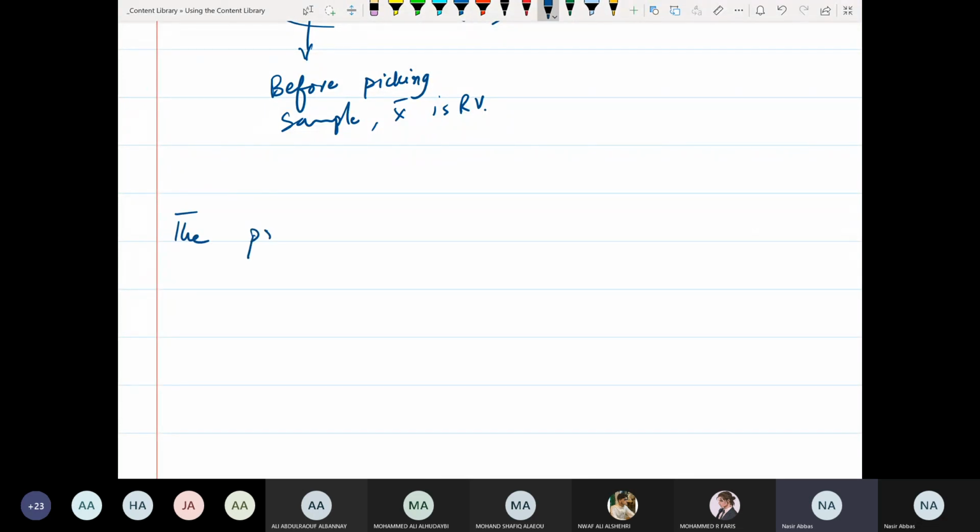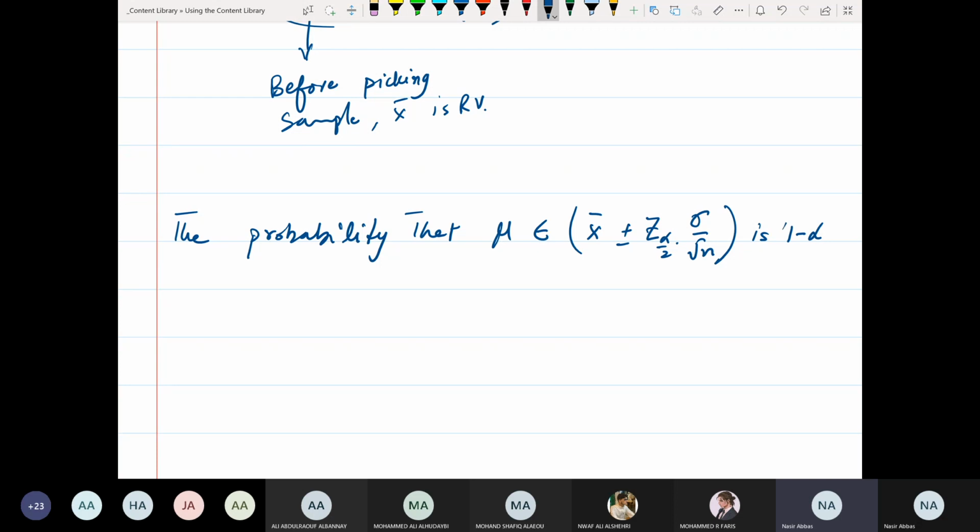The probability that mu belongs to X bar plus minus Z alpha by 2 times sigma over root of n is 1 minus alpha. As long as the value of X bar is not plugged in and the limits are not constant, not observed, you can talk in terms of probability. But once X bar is observed, the limits are fixed. Then you cannot talk in terms of probability. Then you will talk in terms of confidence, not the probability. And I hope you got the answer.